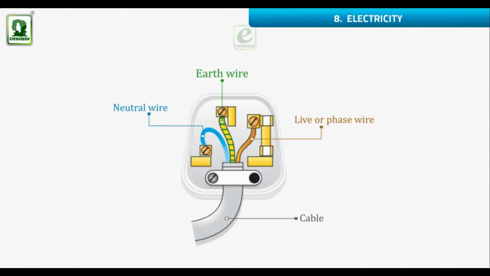Ground wire. The third wire, called the earth wire, green or yellow, is a safety wire and connects the metal case of the appliance to the earth. This stops a fault from making the case of the appliance live.